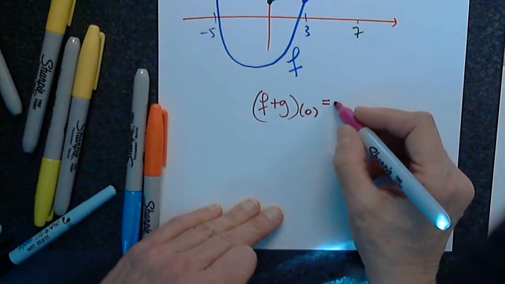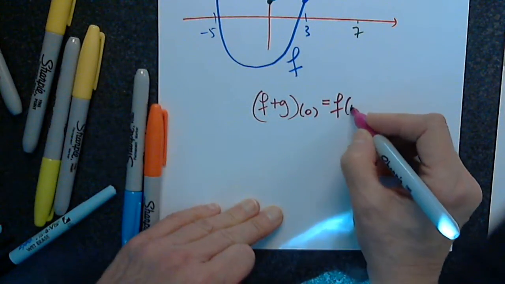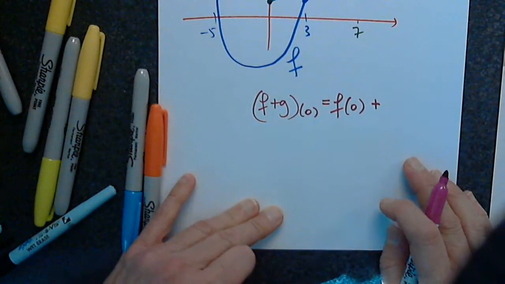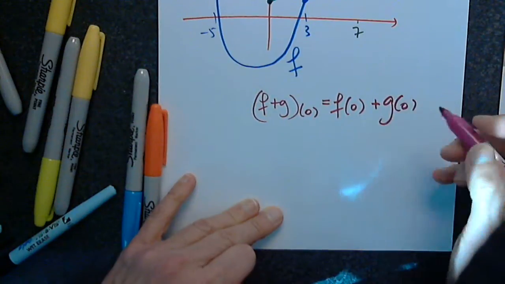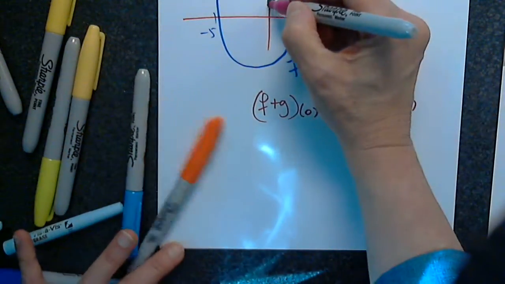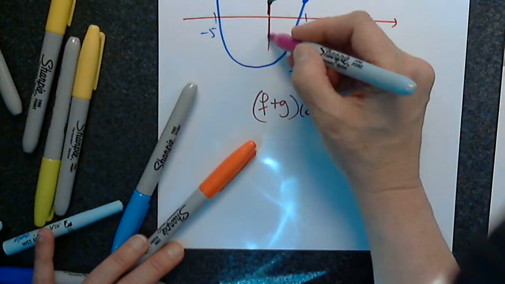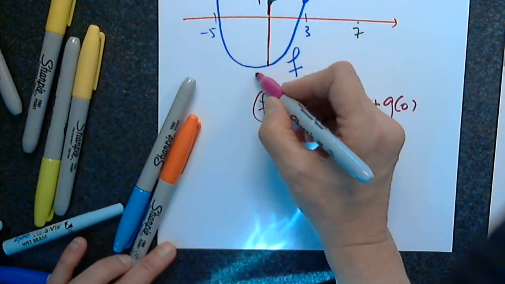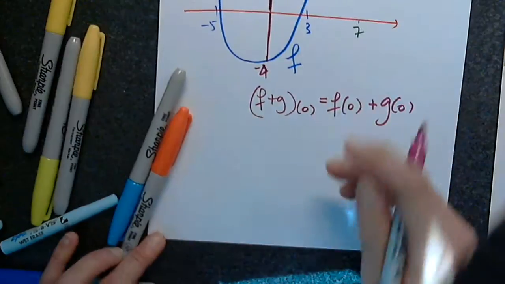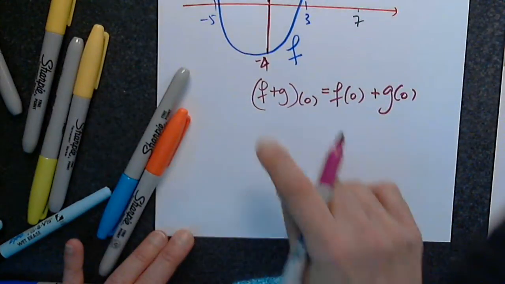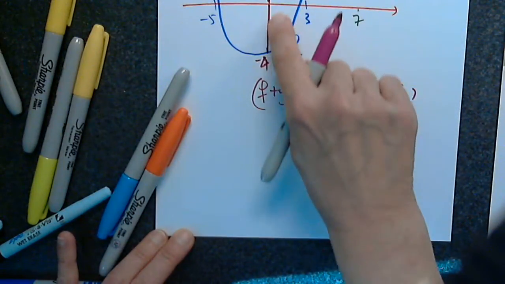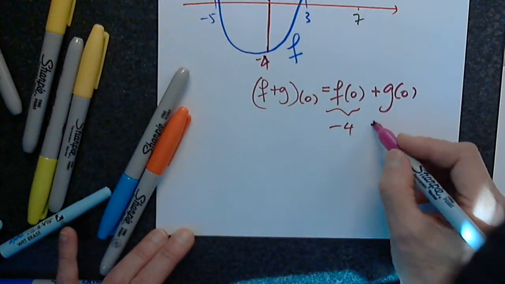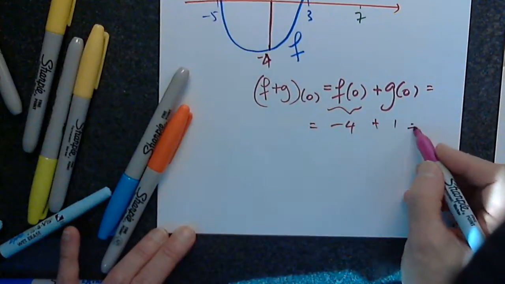It says f of 0 plus, perfect. Can I determine them? Sure. So I'm going to put some numbers here. I'm going to say this is 1 and this is -4. So f at 0 will be -4 and g of 0 will be 1. So the answer will be -3.